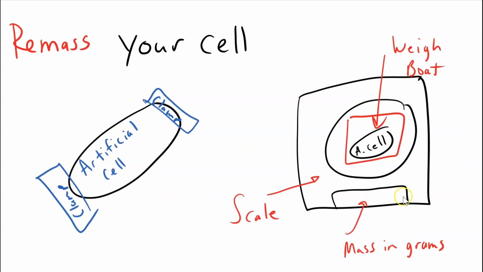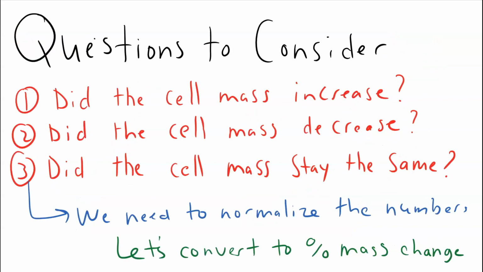The really important part is that after your cell is submerged in a solution, you take another mass to get that final mass to calculate percent mass change. So what you're going to want to ask is the following questions. Did your mass increase? Did your mass decrease? Or did it stay the same?